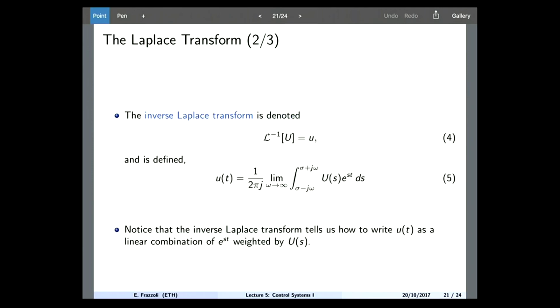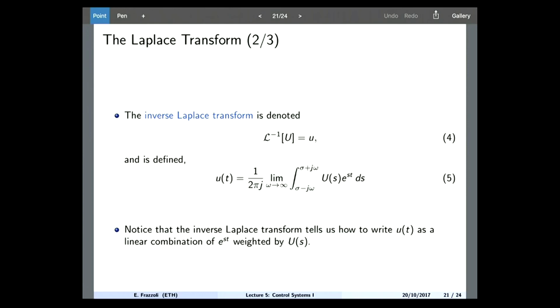The inverse of this is L inverse of u, and is defined in this way. Don't be scared. This is just for you to know that these things exist. You will never, ever in your life actually compute this integral.